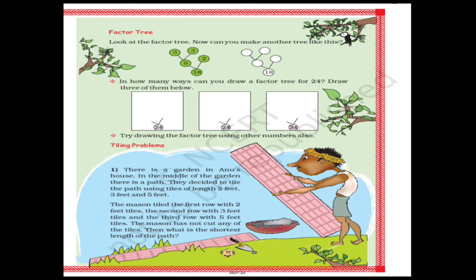Now see what is given in the question. There is a garden in Anu's house and in the middle of the garden there is a path. What did they decide? They decided to make the path using tiles of length 2 feet, 3 feet and 5 feet. The mason tiled the first row with 2 feet. What does the mason do? He fits the tiles of length 2 feet. Then the second row with 3 feet and the third row with 5 feet. The mason has not cut any of the tiles. Then what is the shortest length of the path? Now this we have to solve.